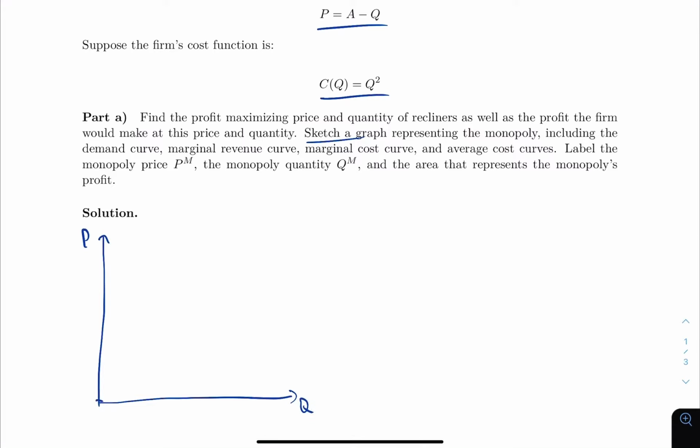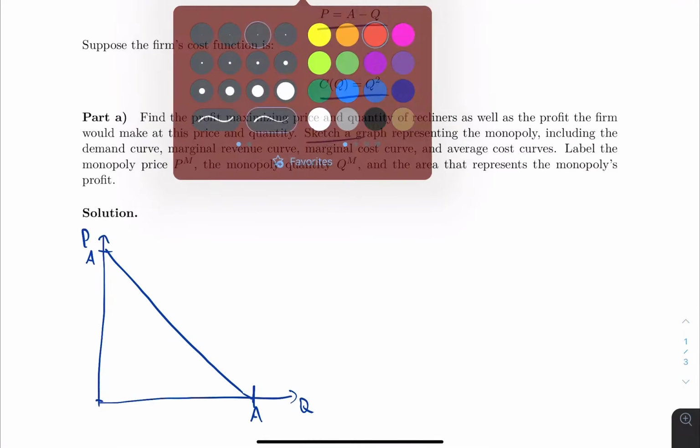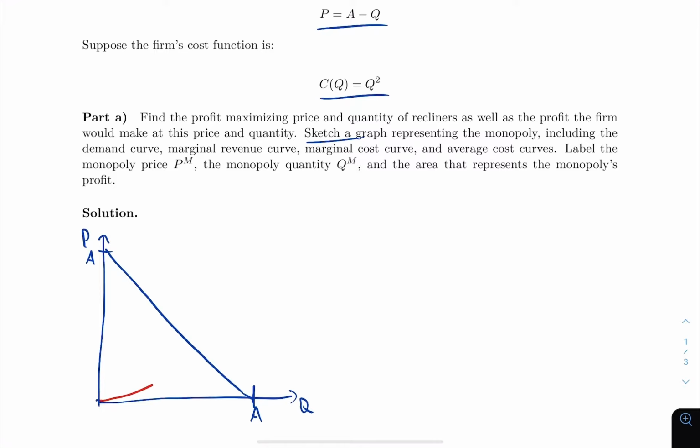And so here we have a downward sloping demand curve. When quantity is 0, we have an intercept of A. And when price is 0, we have an intercept of A. And then our cost looks like this. We have a sort of square term.